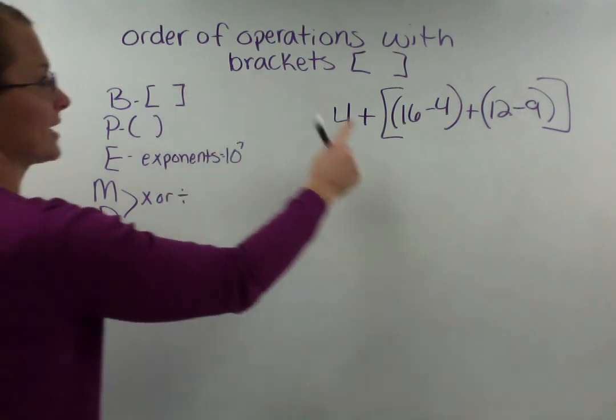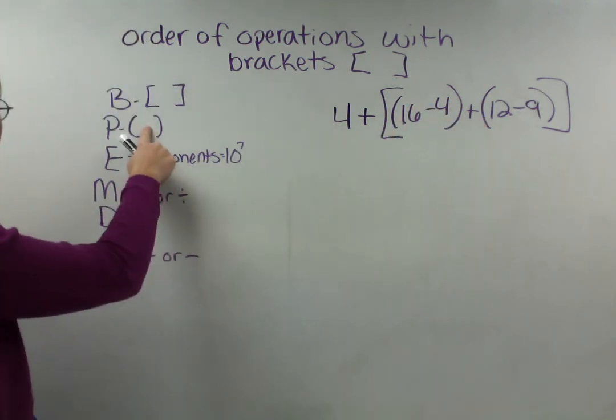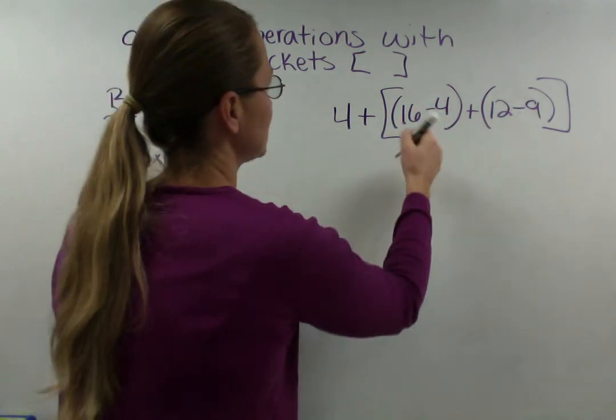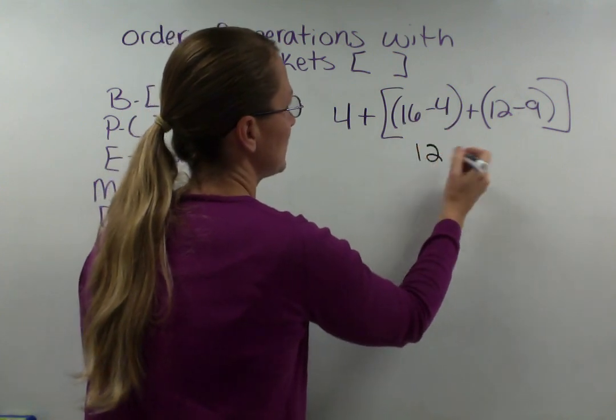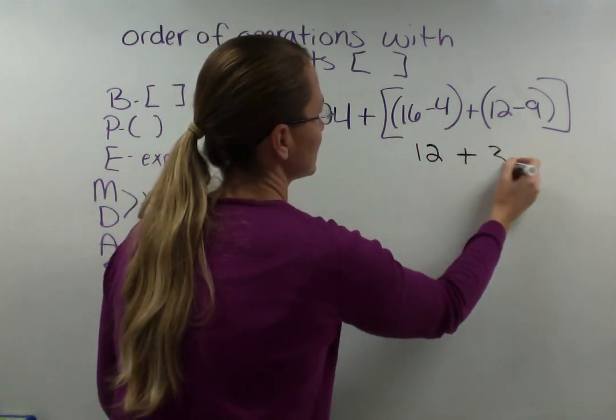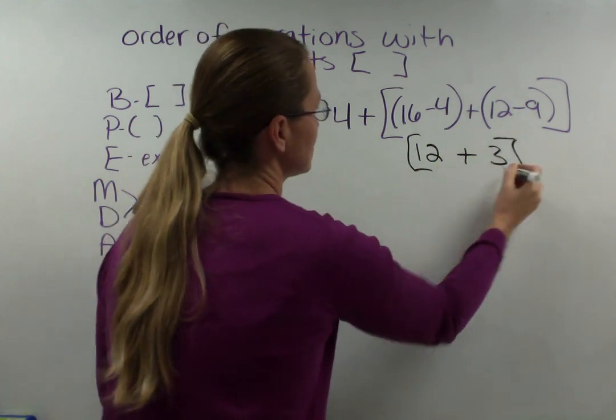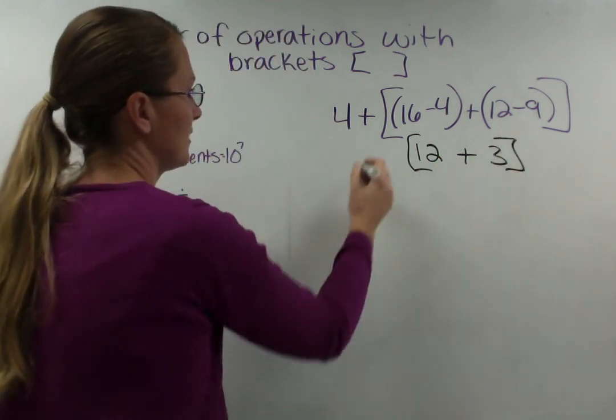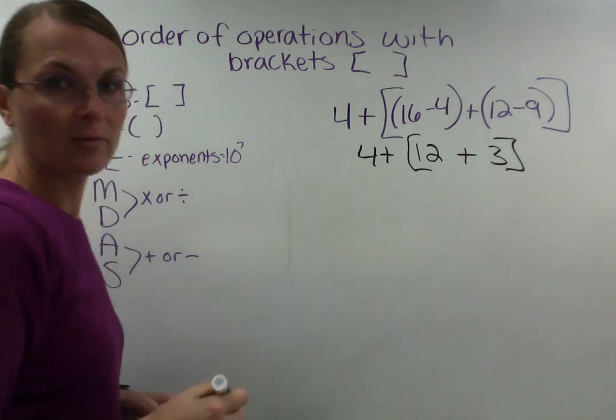So we look inside our brackets. Yep, there's our brackets. Inside our brackets, we have parentheses. We do what's in the parentheses first. 16 minus 4 is 12. And then 12 minus 9 is 3. So inside the brackets, we have 12 plus 3. Okay? And outside the brackets, we have a 4 plus.